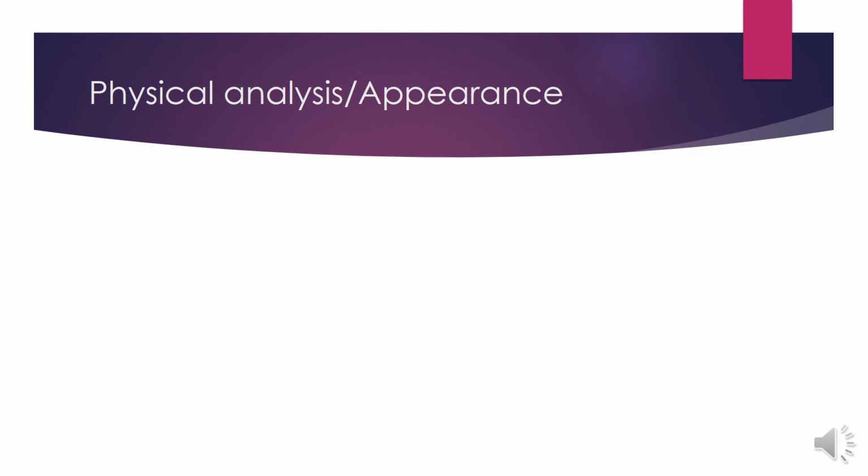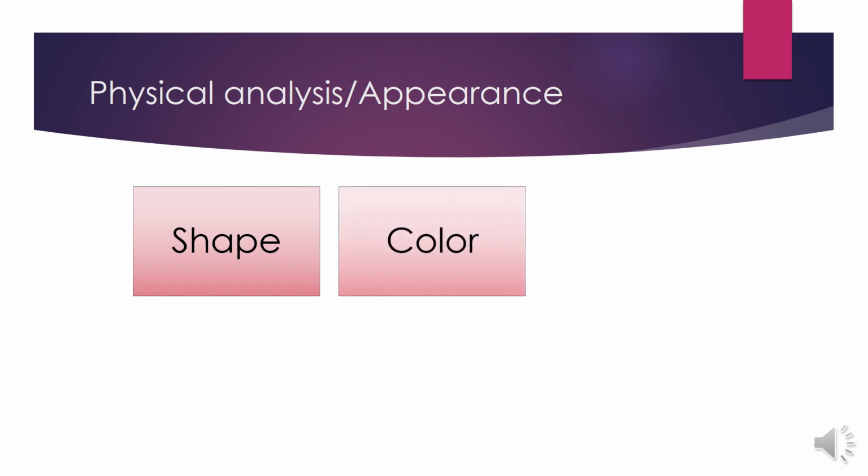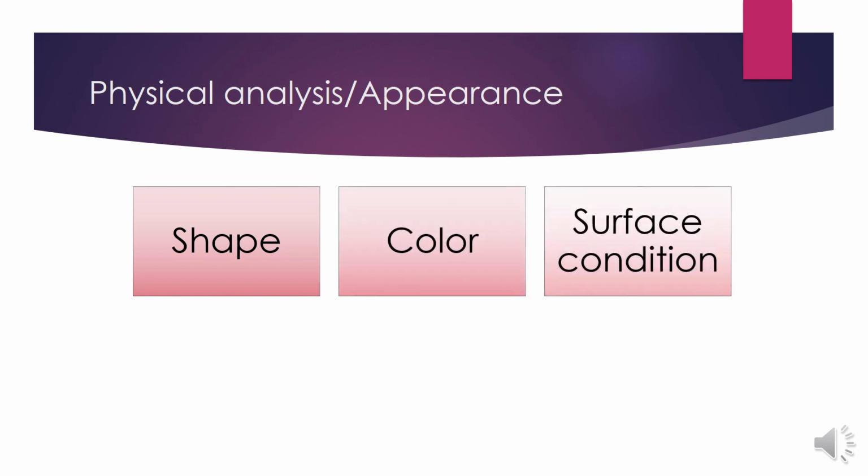So the first test that we are going to discuss is the physical analysis or analysis of the appearance, or we can say appearance test for the suppositories. These include shape, color, surface condition, and odor. So these are the things that are being observed, checked, or verified for performing the appearance test or the physical analysis test for the suppositories.